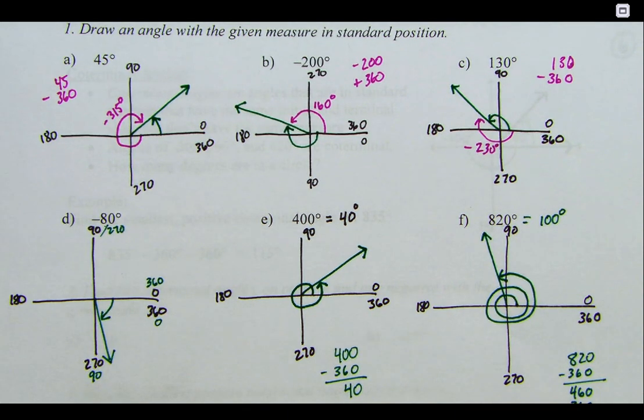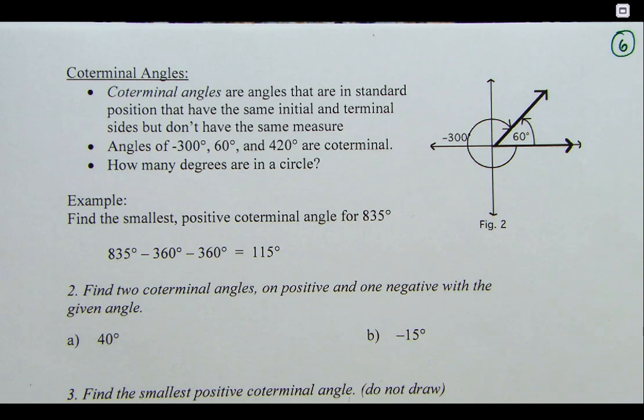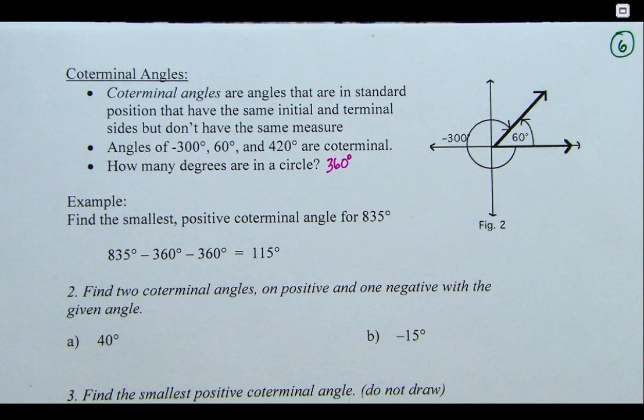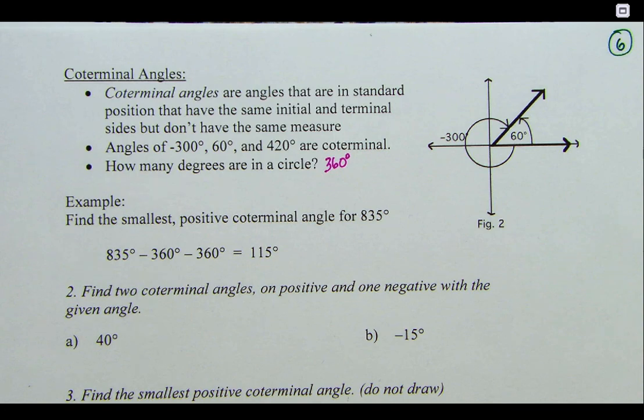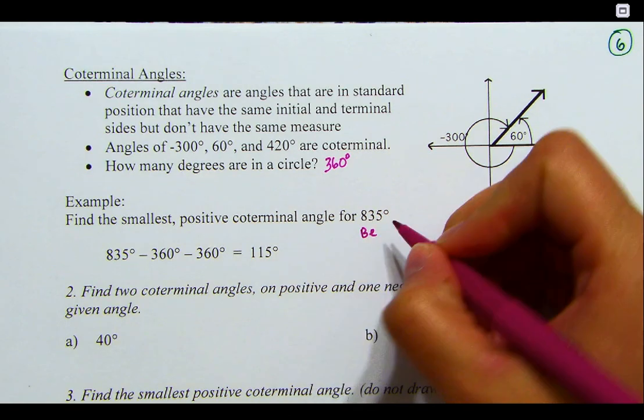Okay, so now that we kind of have a picture, let's go back to our other page. So again, when we are looking at this, we don't need to draw the picture. We can just add and subtract our 360 number. And we're doing that number because that's how many degrees are in a circle. So if we're making one full revolution, we have to go 360 degrees. So anytime we're asked to find the smallest positive coterminal angle, that is always referring to an angle between 0 and 360.